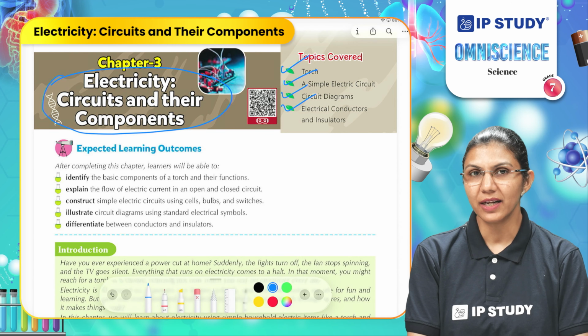Next is the battery. A battery is also a source of energy, a source of electricity. When two or more cells are arranged together in a manner that the positive end of one cell is connected to the negative end of the other cell, that's how we create a series of cells, connected in the same way by joining the positive end of one cell to the negative end of the other cell. So we make a battery.